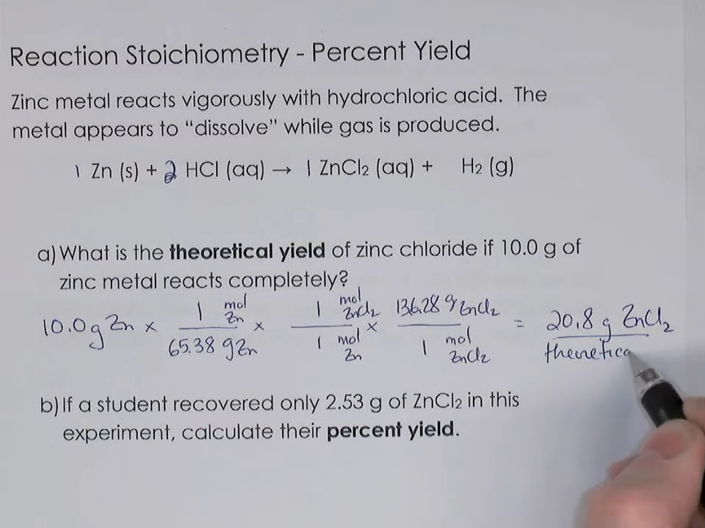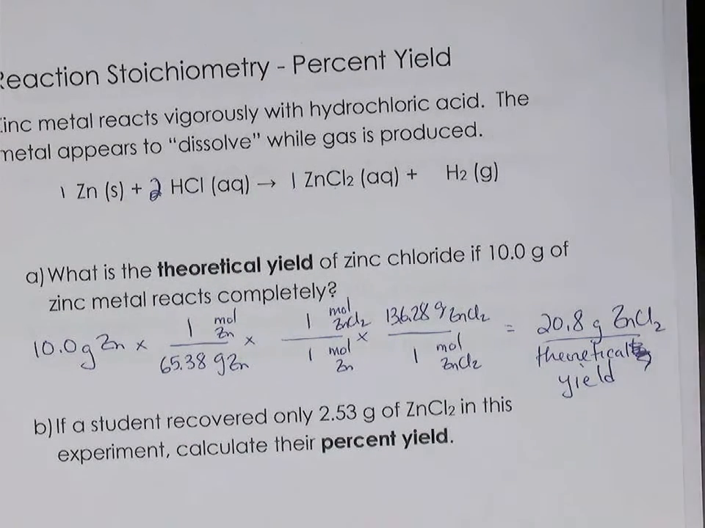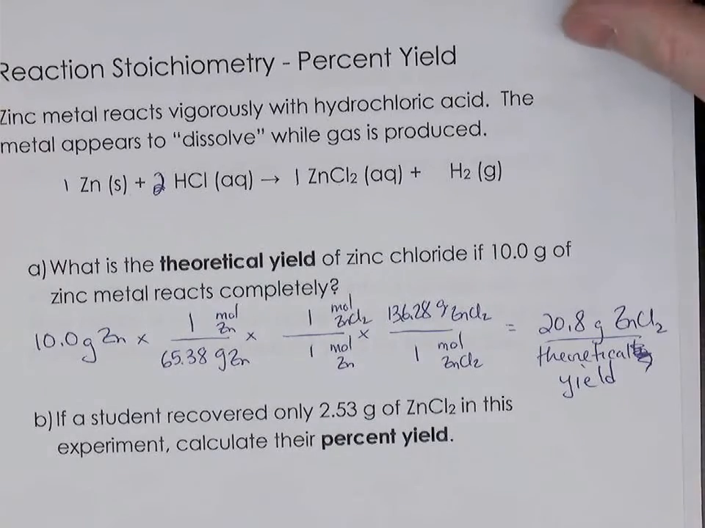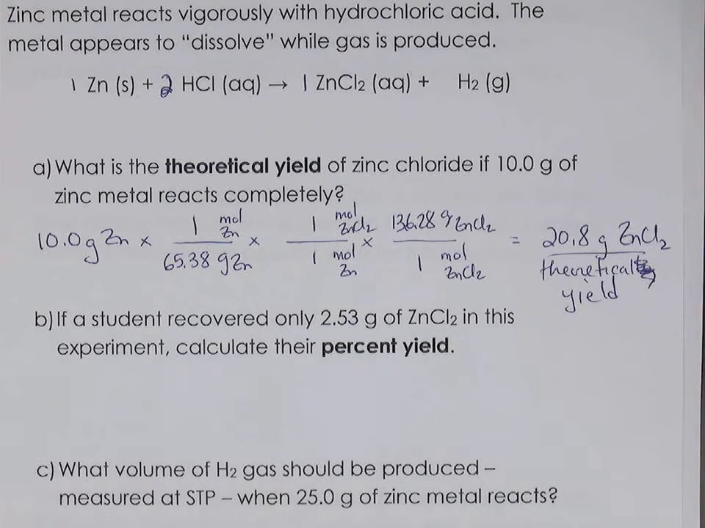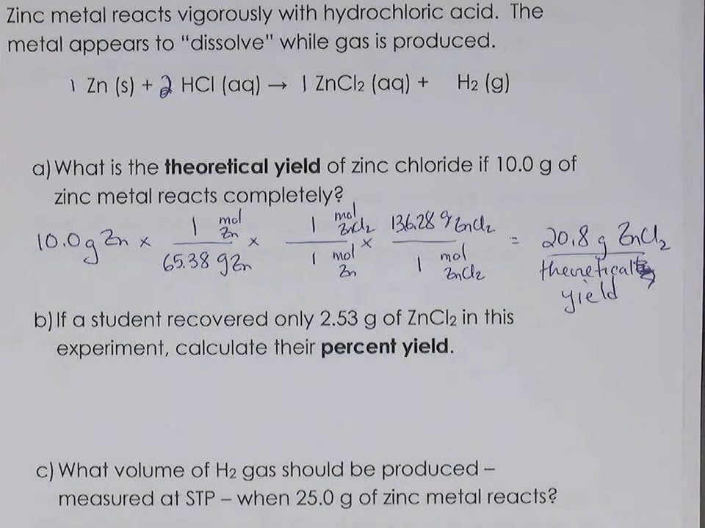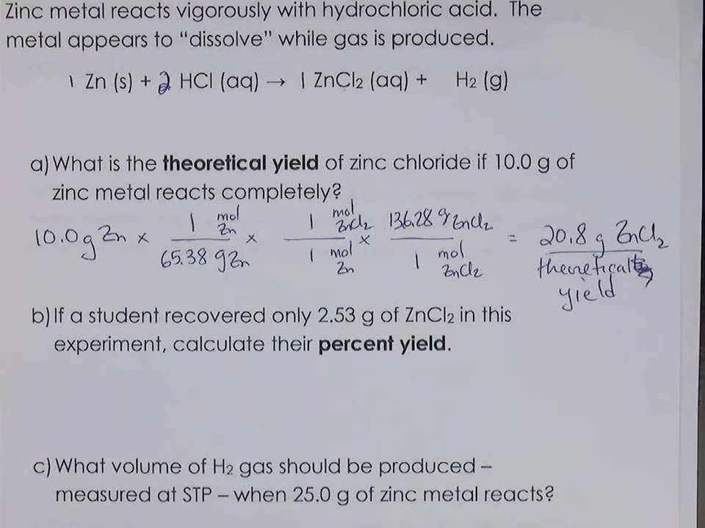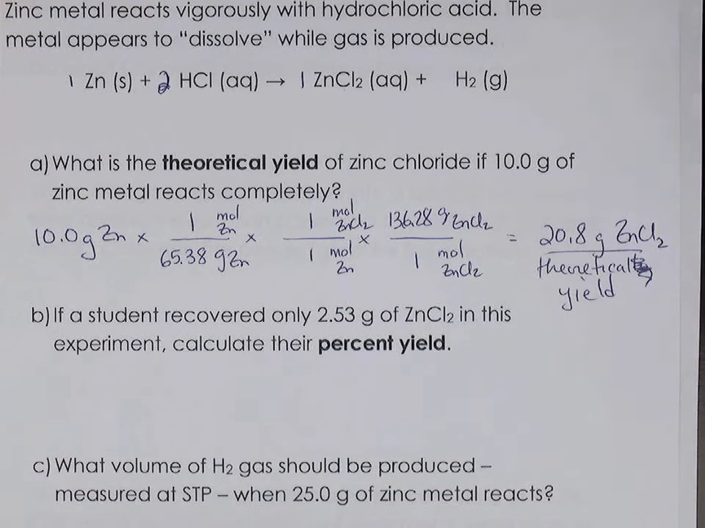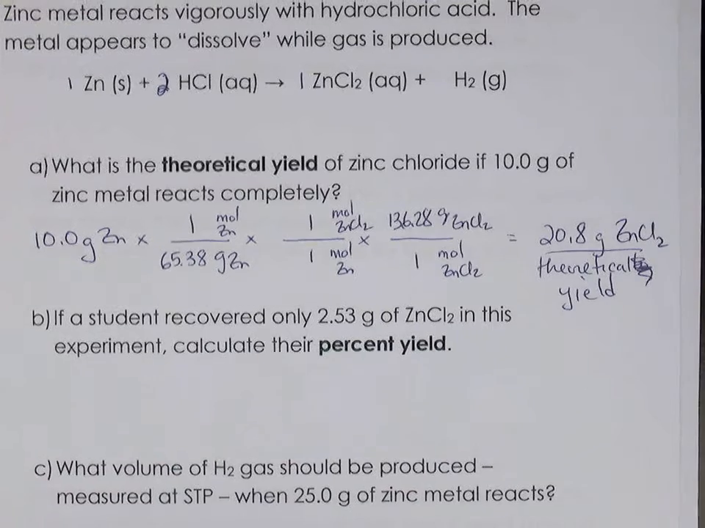That is theoretically how much product we should make if we started with 10 grams of zinc and there were no errors committed. Part B, a student who did this experiment, they used 10 grams of zinc, they recovered only 2.53 grams of zinc chloride. So after they did their experiment and perhaps filtered and dried, they ended up getting 2.53 grams of zinc chloride. Now in this case they would need to evaporate the solution and collect the salt at the end.